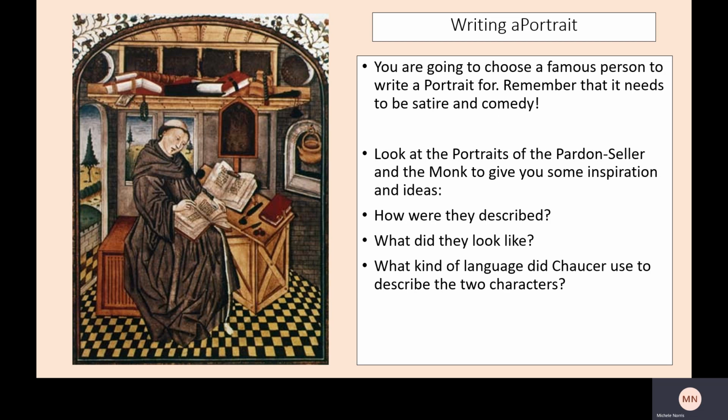How were they described? What did they look like? What kind of language did Chaucer use to describe the two characters? Because in his way, he was actually criticising the church and the people, and this is what they did, because obviously the pardon seller, he's selling pardons, which obviously is not really something that you can do.